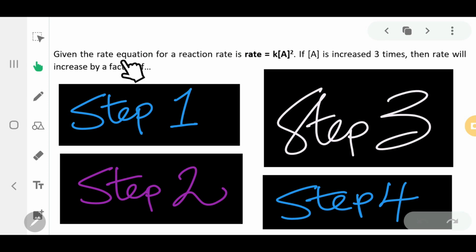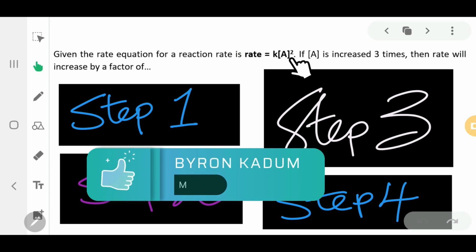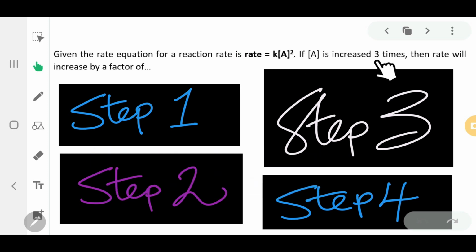Given the rate equation for a reaction, rate equals k times concentration of A to the power of 2. If concentration A is increased 3 times, then rate will increase by a factor of what? So how do you solve this?